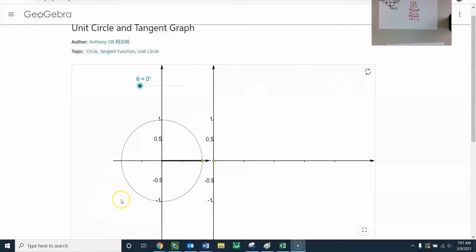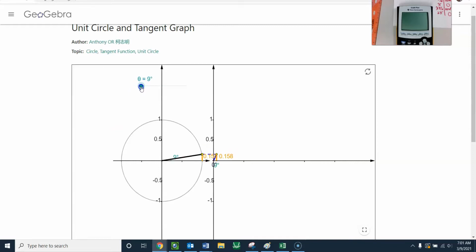So remember, here's the unit circle. As I move this yellow dot around the unit circle, we're looking at what's happening to the y-coordinate over what's happening to the x-coordinate. So right off the bat, we start at 0 degrees. The tangent was 0. If I just move this theta a little bit, 9 degrees it says, my y-coordinate now is a tiny number. My x-coordinate is a number really close to 1, but not quite 1.